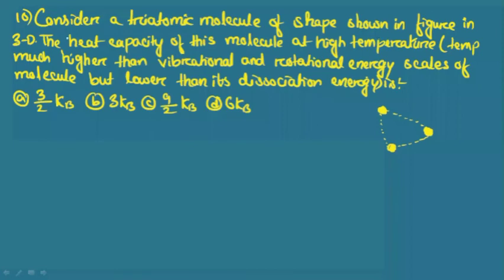Now let's see question number 10. Here it is said, consider a triatomic molecule of the shape shown in the figure in 3 dimensions. You have to find the heat capacity of this molecule at high temperature. It is said the temperature is high, much more than the vibrational and rotational energy scales, but it is lower than the dissociation energy. That means it is not so high that the bond will break.